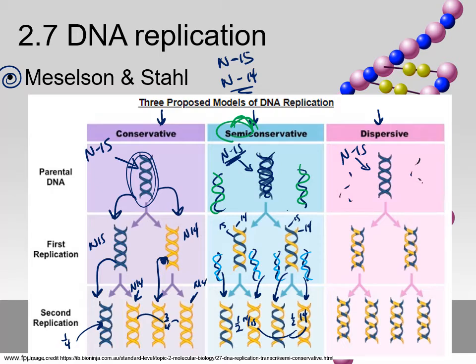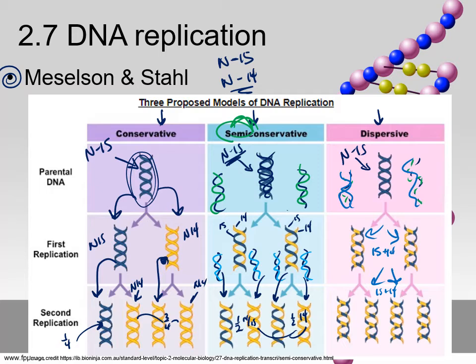If the last model were true, this dispersive idea is that the DNA would just break up into lots of little fragments, and then our new DNA would come in, also in lots of little fragments, and then they'd get bound together to make that new DNA. So it breaks apart and then comes back together. If this were the model, then everything should be a hybrid version of 15 and 14. And then these guys would all break up, and we would still have hybrid versions of 15 and 14.